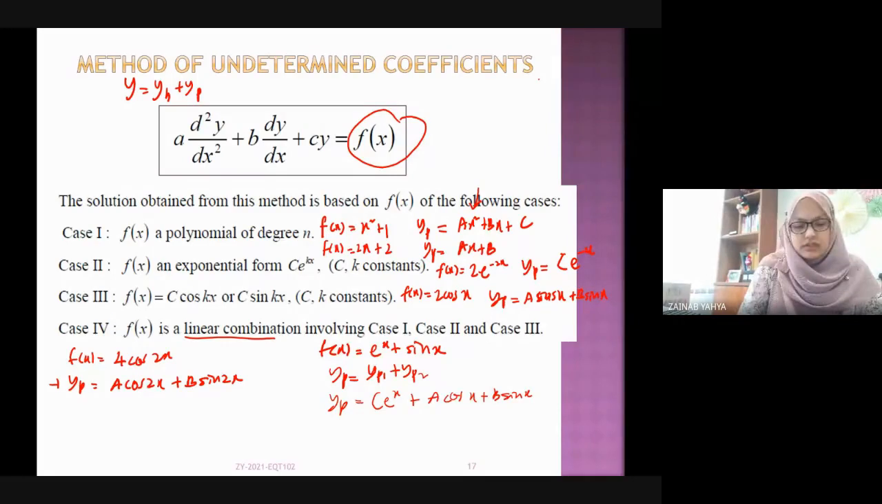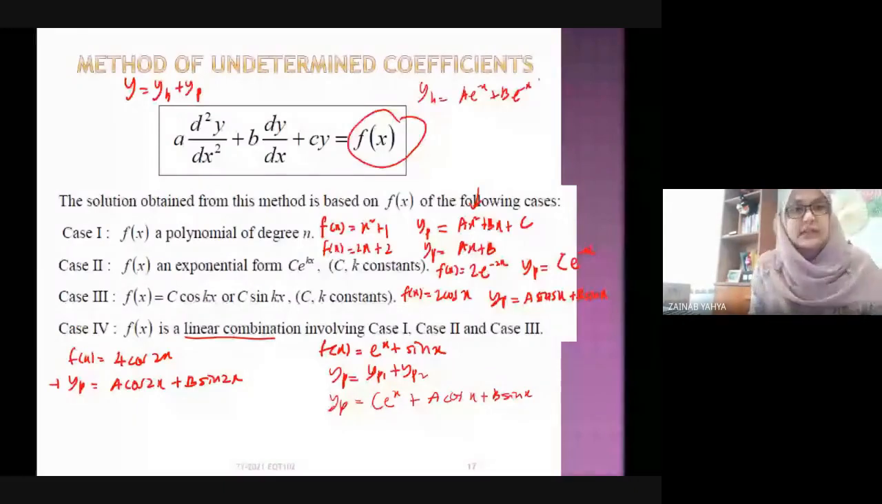So the a, b, c, it depends on you what unknown you want to use. A, B, C, D, E, except x, y, h, p. The other unknown that has not appeared before. So for example, you have in yh, you already obtained a exponent x plus b exponent negative x. So you already have a and b. So for yp, you start with c. You don't use the same unknown, okay? We want to differentiate it because we want to see that it's not the same thing.